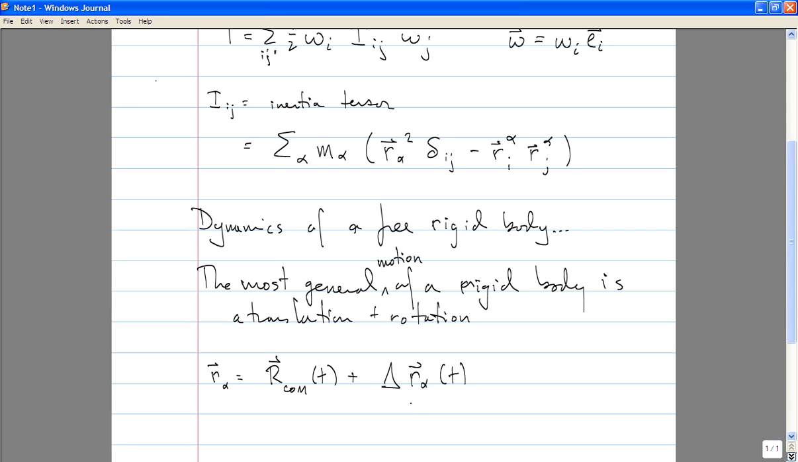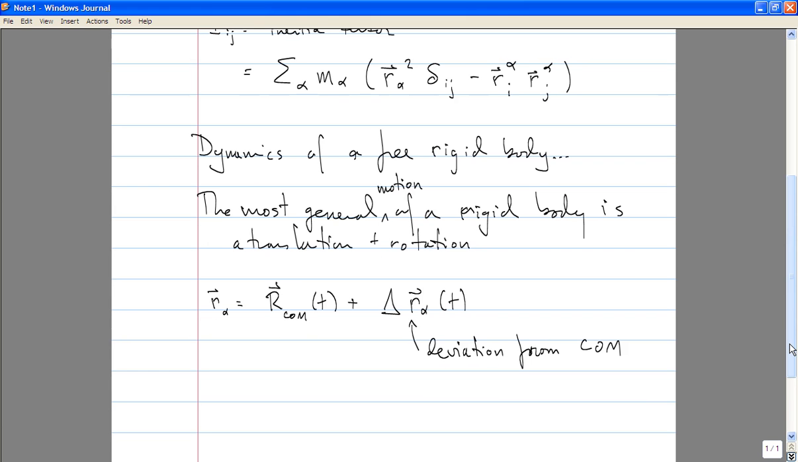So here, this is the deviation of a given part of the system from the center of mass. And so, what that means is that, by definition, because capital R denotes the position of the center of mass, the sum over alpha, m alpha, delta R alpha will be equal to 0. That is the definition of the center of mass.